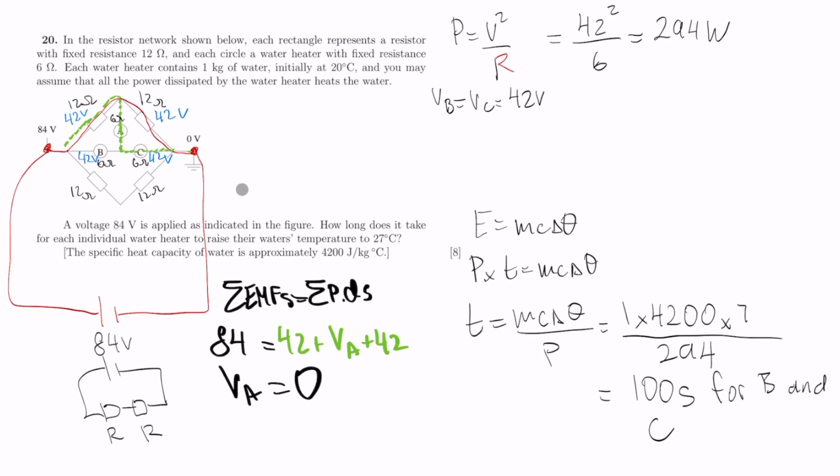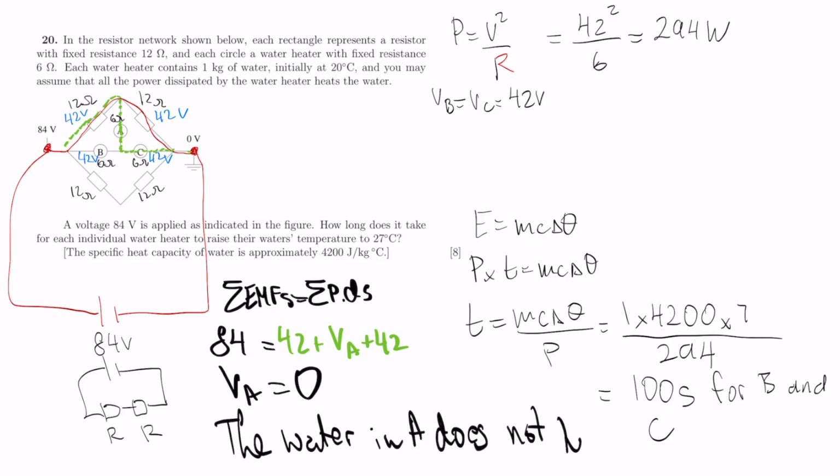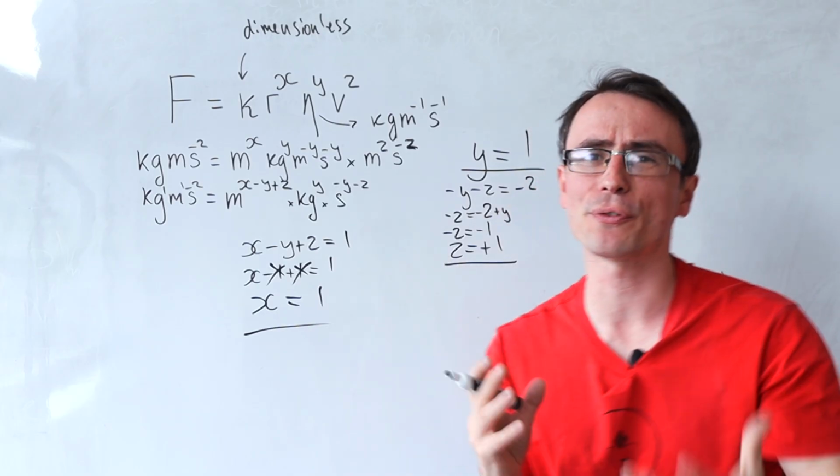So if VA is 0, then the water doesn't heat up. So we can just say the water in A does not heat up. Once we do a few of these, they tend to feel a lot easier.